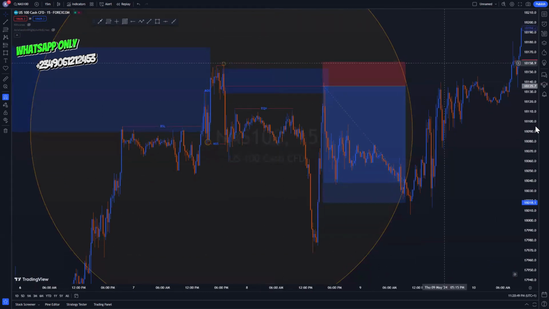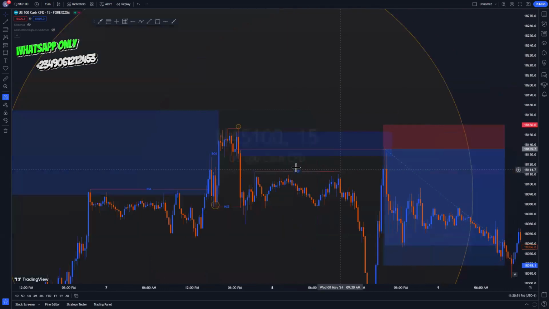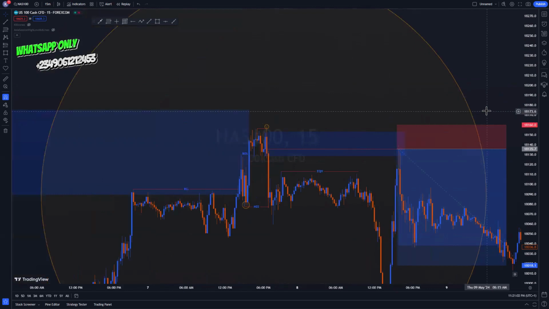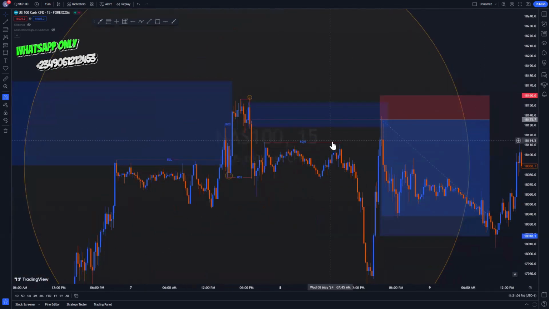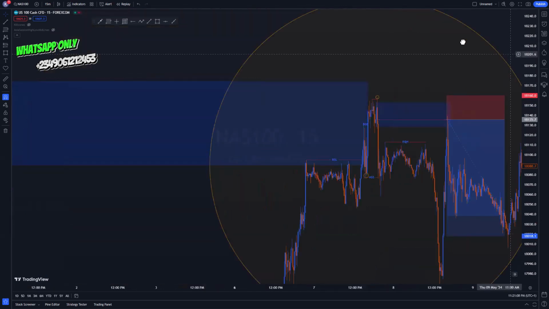One thing I want you to understand is that if you have liquidity very close to your point of interest, or if your point of interest is lying above a liquidity, then there's a very high possibility that your setup is going to play out, because liquidity somehow serves as confirmation. So have that at the back of your mind.